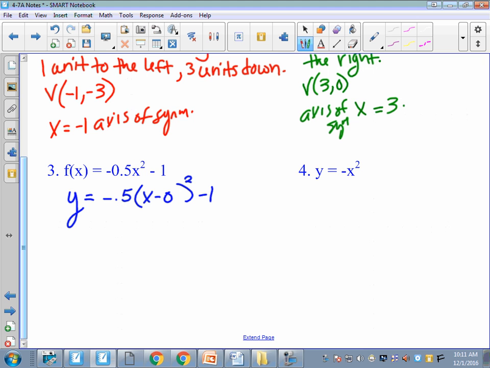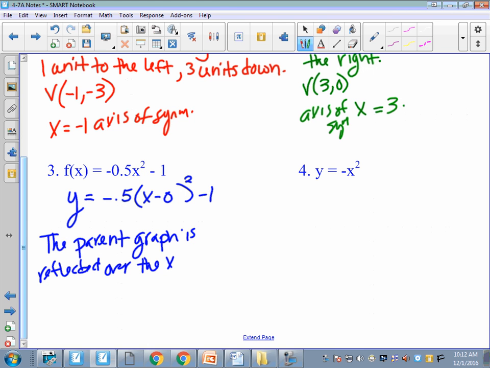So this parent function is being reflected because of the negative. So the parent graph is reflected over the x-axis. It's compressed vertically because of the 0.5. And it is translated down 1 unit.